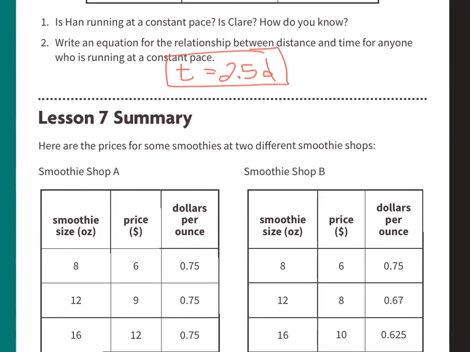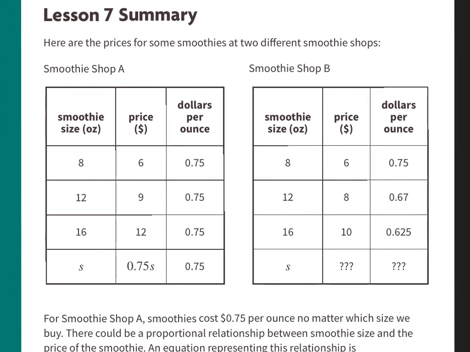So let's look at the summary. Here's the prices of some smoothies at two different smoothie shops. Smoothie shop A, we have the chart, and then smoothie shop B. If you notice, on smoothie shop A, they all have the same dollars per ounce, all 0.75 or 75 cents per ounce. Shop B, on the other hand, they don't. It actually gets cheaper per ounce the more you buy.